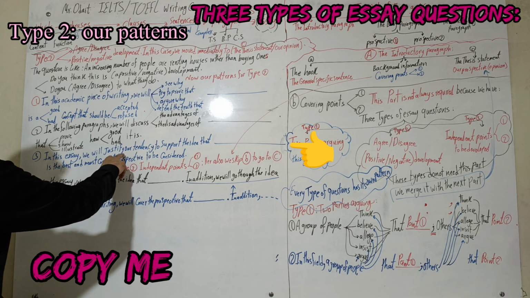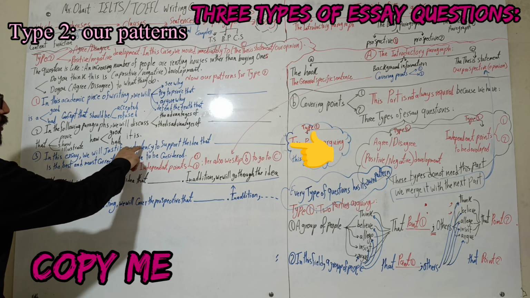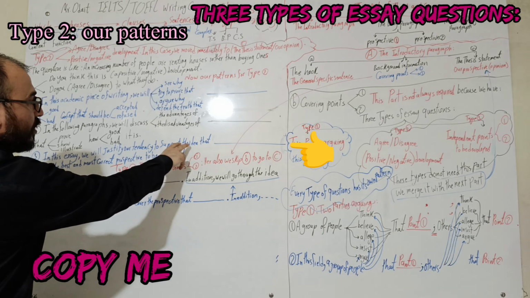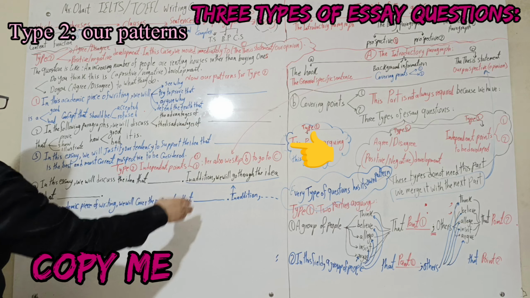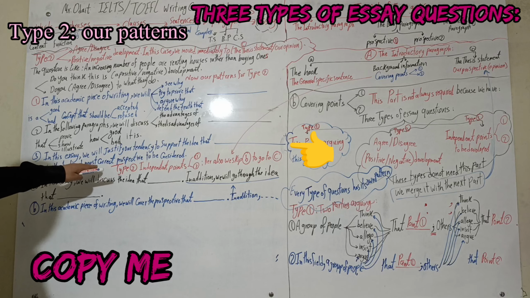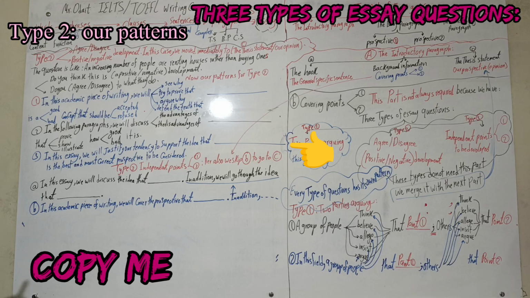In the third form, my friend, or in the third option, we could say, in this essay, we will justify our tendency to support the idea that buying a house is the best and the most correct perspective to be considered. In here, my friends, I am free to use one of these. I cannot use 2 of them, of course. So I think they are enough.